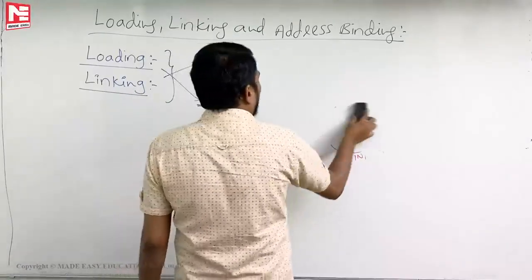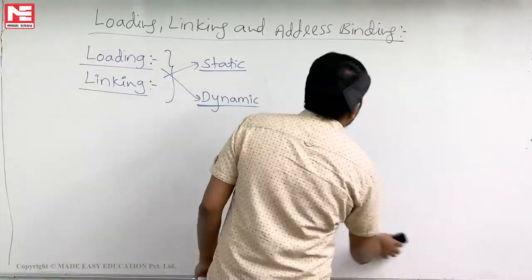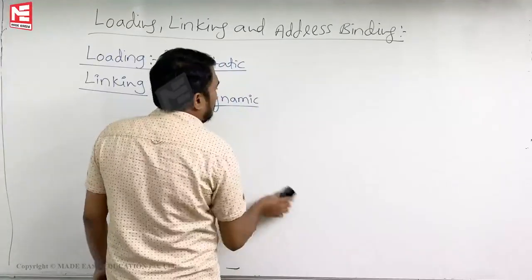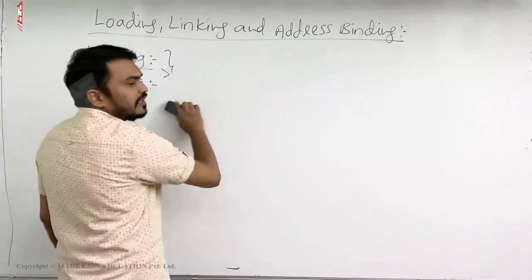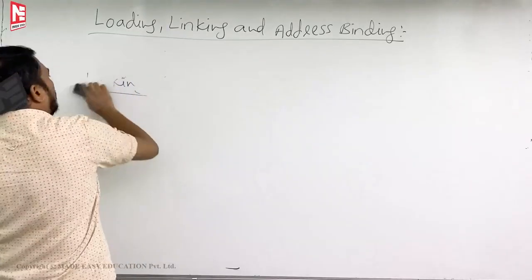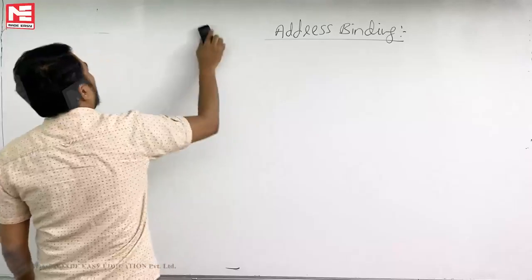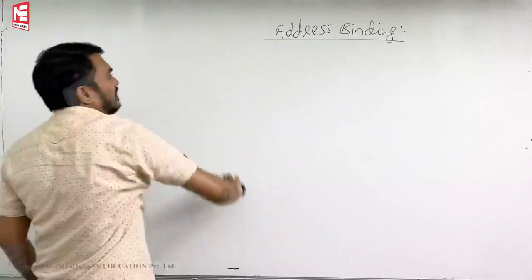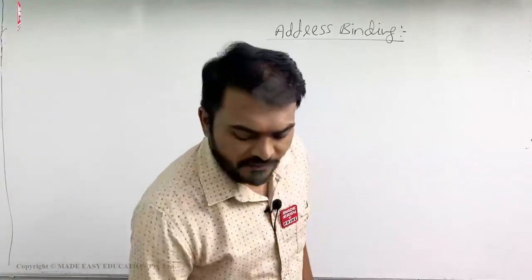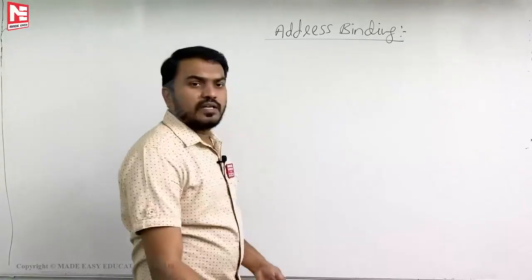Okay. So understand here, if the dynamic loading is used, accordingly we need to implement dynamic linking. So, dynamic loading use kare to dynamic linking hoga. Is that clear? Obviously loading and linking both are interrelated. So if you are using dynamic loading, then you need to use what? Obviously dynamic linking. So that will be used accordingly. So that is about loading and linking.